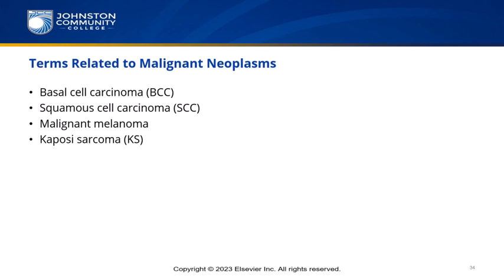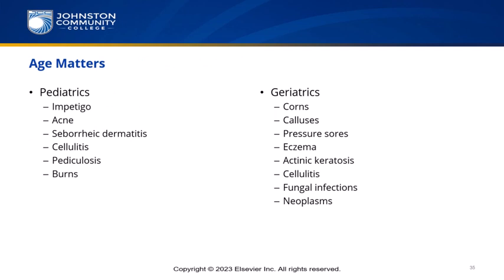Then, finally, we have Kaposi sarcoma, which is a rare form of skin cancer that occurs most often in patients with deficient immune systems. The nodules, usually red, blue, brown, or purple, usually occur on the extremities. Now we're going to review some disorders and diseases for the age-related matters of children and the elderly.